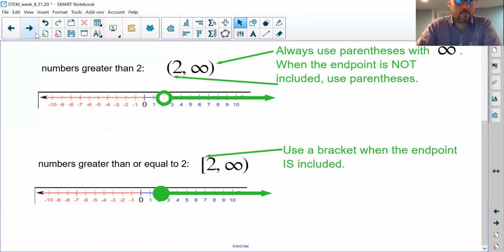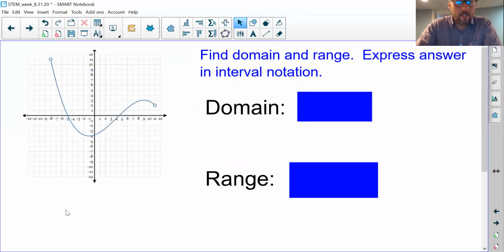practice this. Looking at a graph. So here's a graph. And I want to find the domain and the range. This happens to be a function. Every x value produces only one y value. But what are all the possible x values? That's the domain. What are they all?